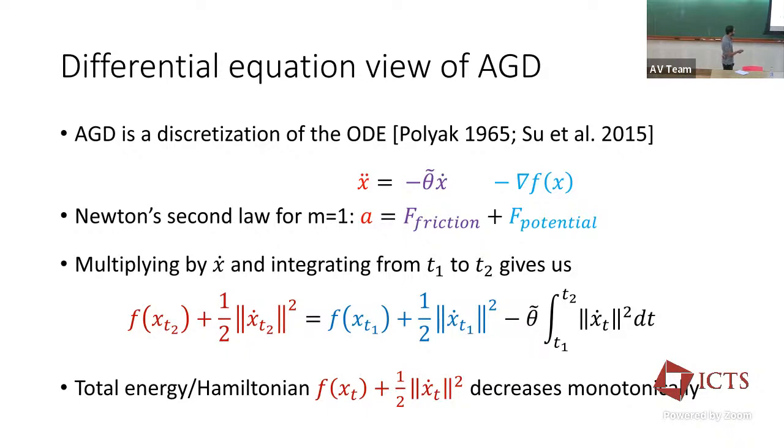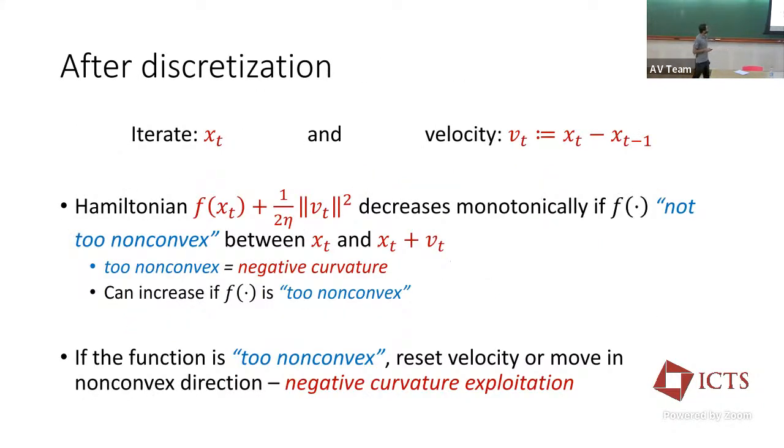decreases monotonically, at least in the small step size limit, in the differential equation limit of this method. But it turns out that when we discretize it, where we have iterate xt and then velocity vt equal to xt minus xt minus 1, this does not always hold, because there are limits on how much step size you can use for discretization under which this Hamiltonian decrease is still preserved. More concretely, the Hamiltonian, the total energy, decreases monotonically if f is not too non-convex between xt and xt plus vt.